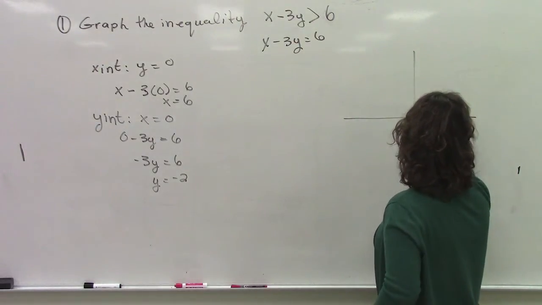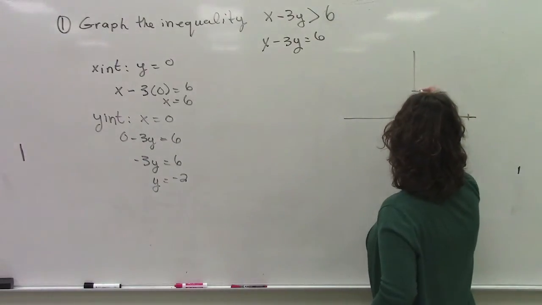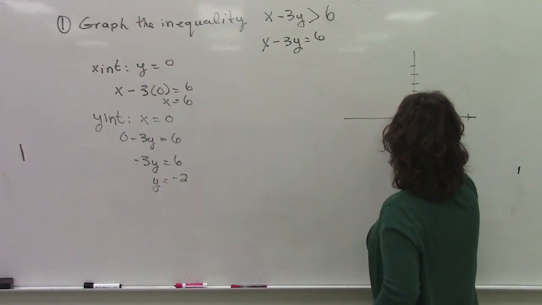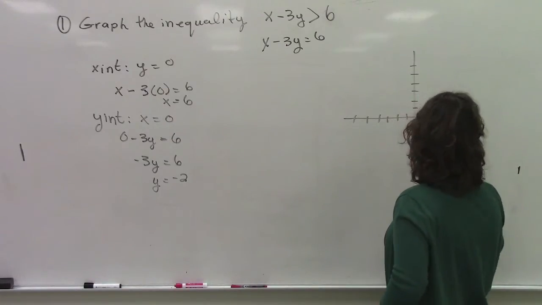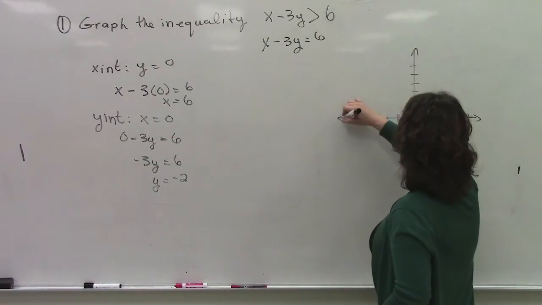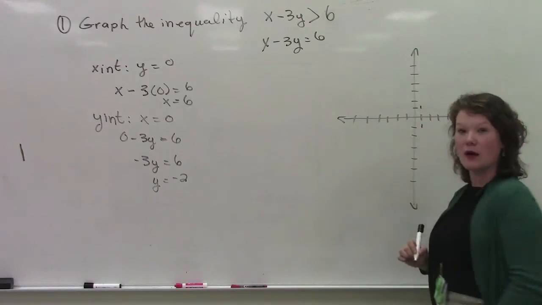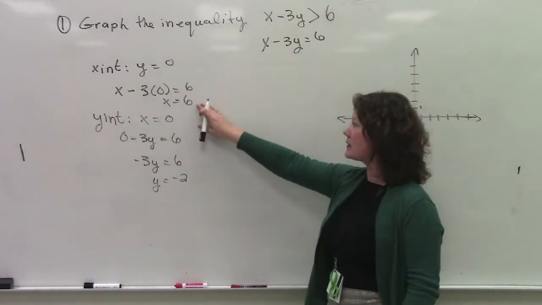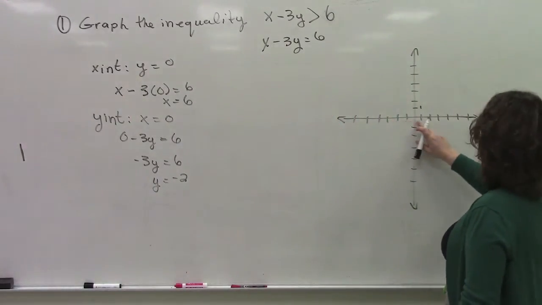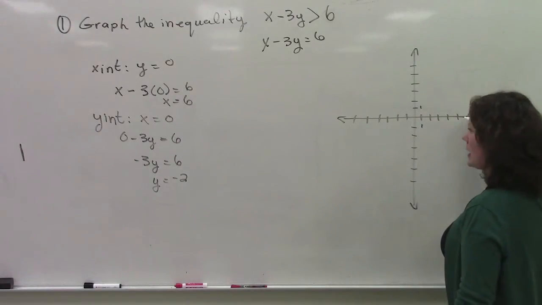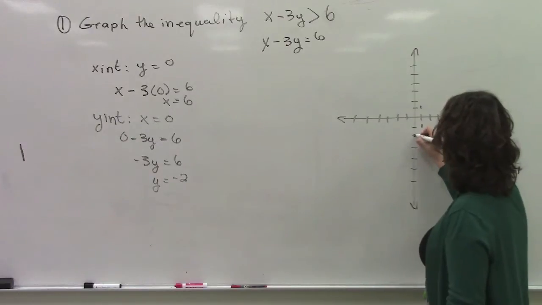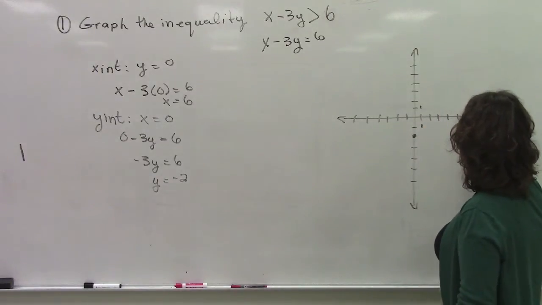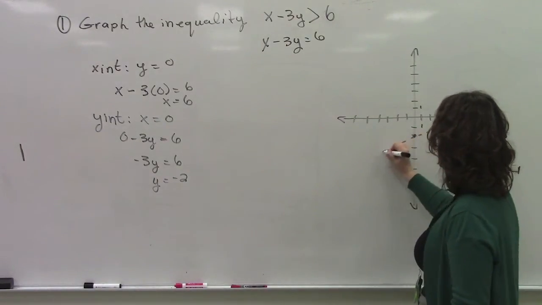1, 2, 3, 4, 5, 6 on each axis. I'm just going to label my scale 1 and 1. I know that my x-intercept is positive 6, and I know that my y-intercept is negative 2. So I'm going to fill in that line, but do a dotted line.